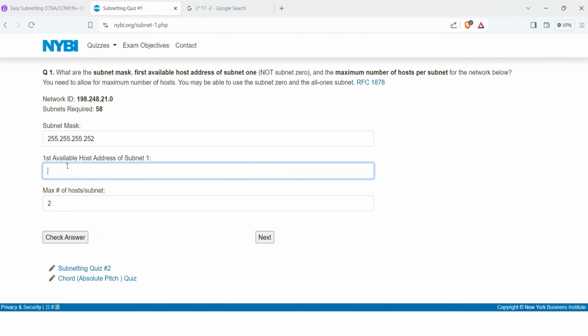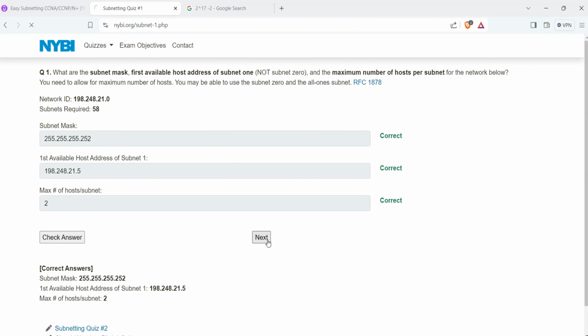Okay, now my jump start is what? It's 4, 0, 4, 8. It's between 4 and 8. Oh, it's 5. 198, right? So 198.248.21 dot what? Dot 5. And check answer. There we go.